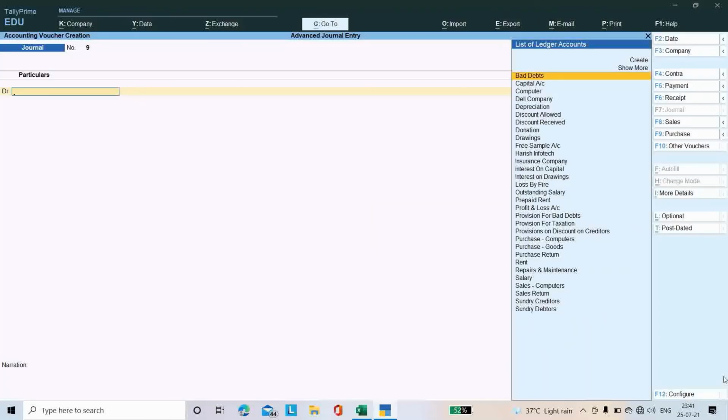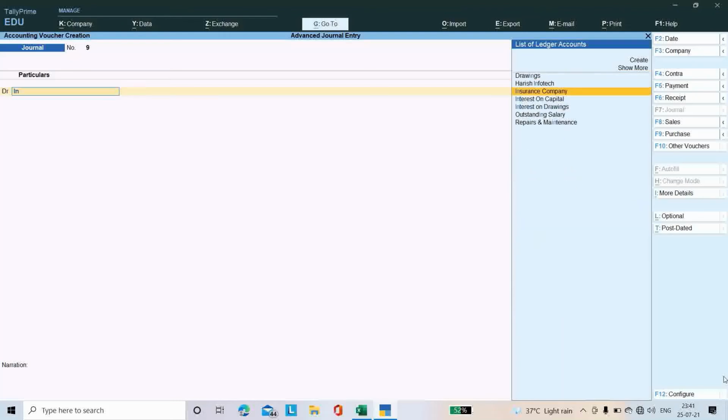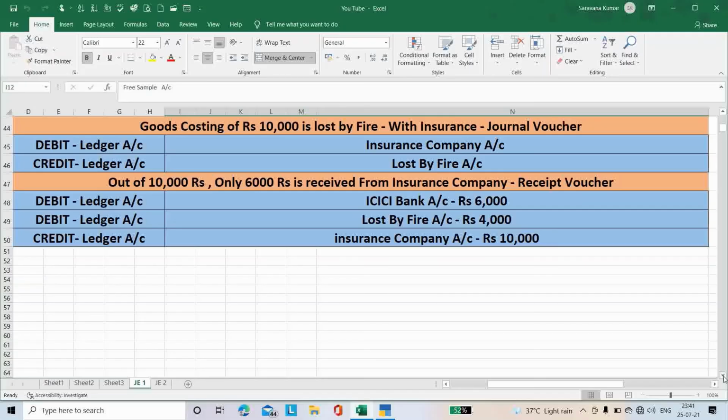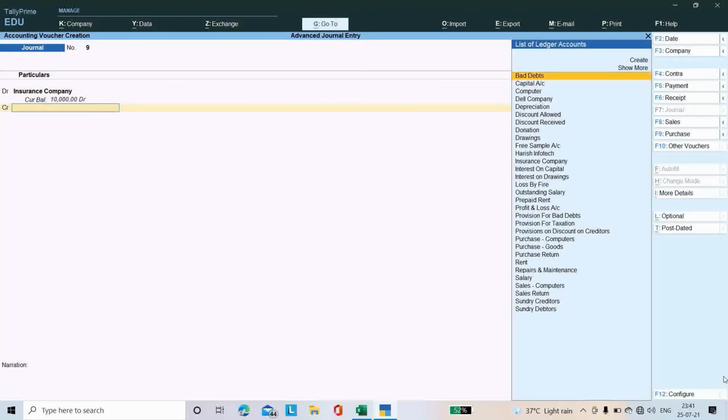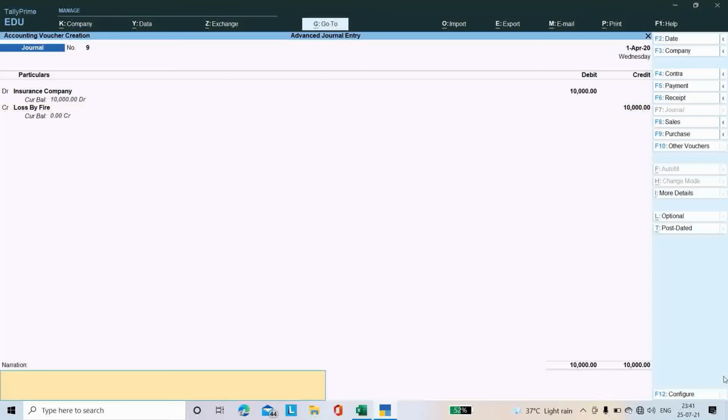This you have to enter in journal voucher, same. So debit insurance company rupees 10,000, credit is loss by fire, rupees 10,000.